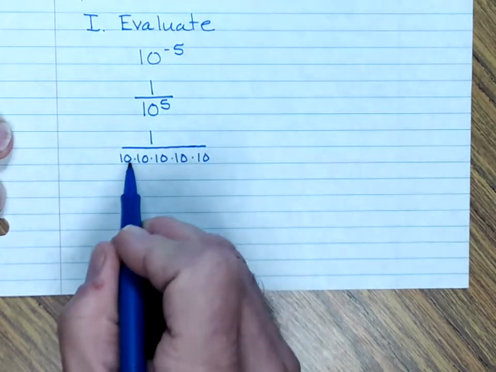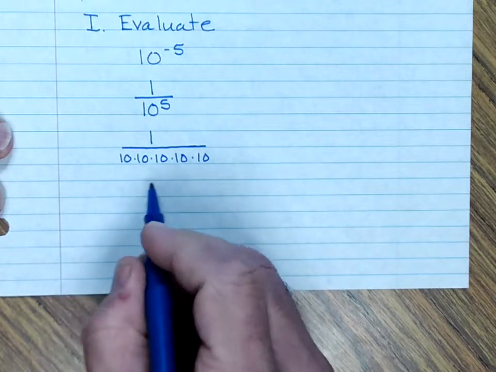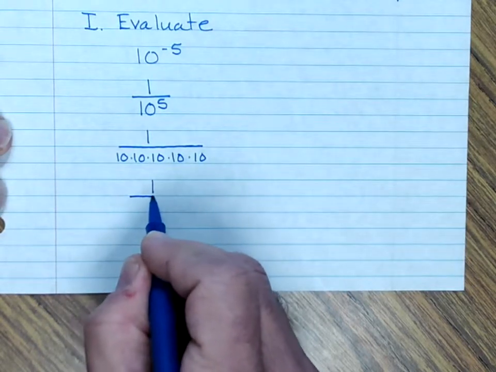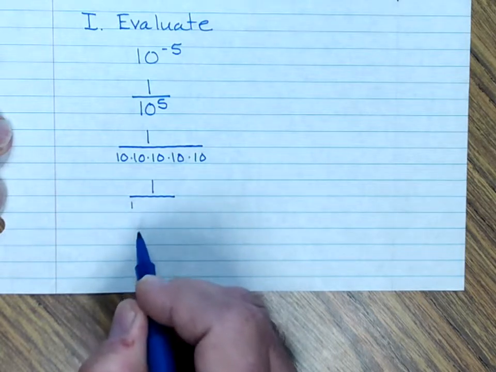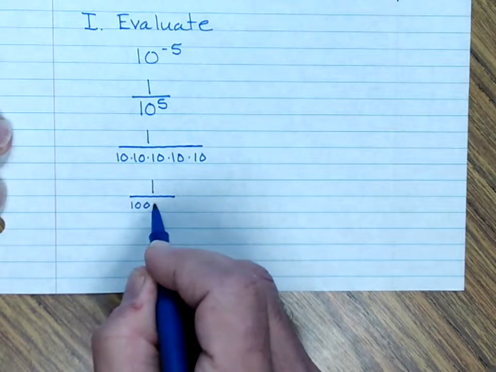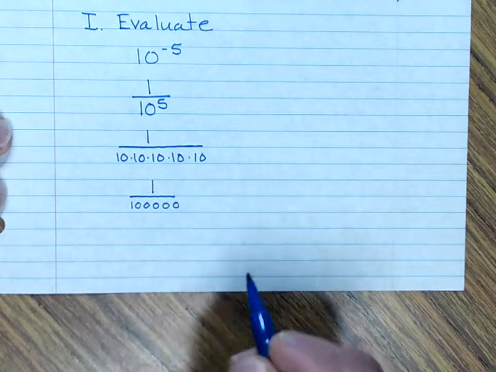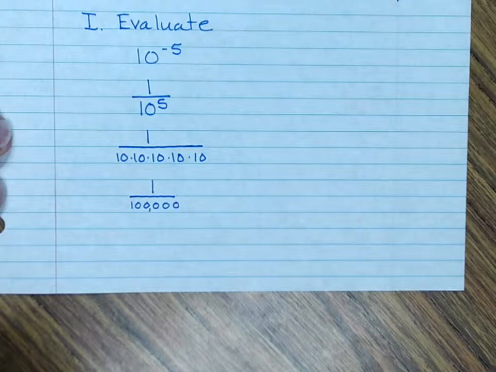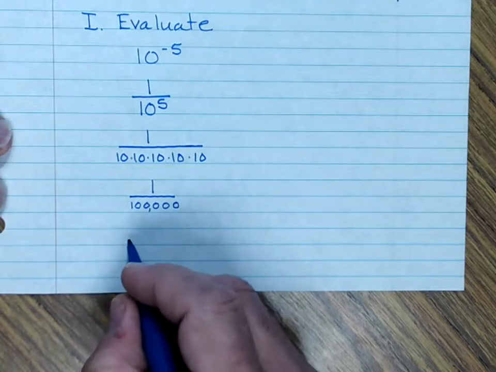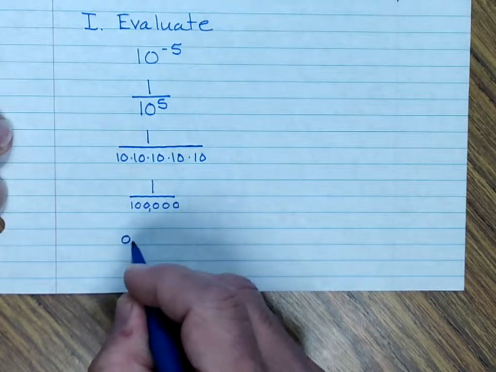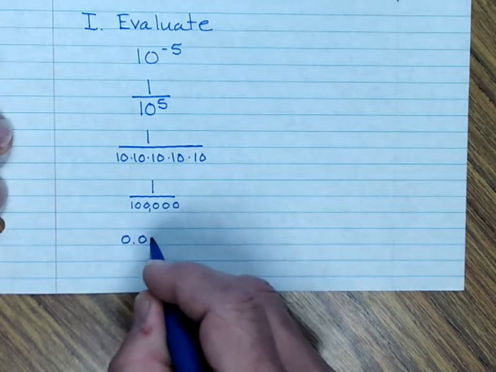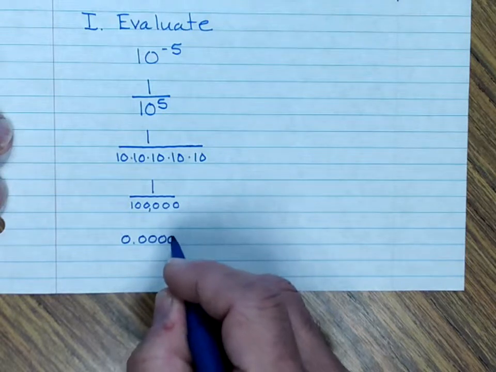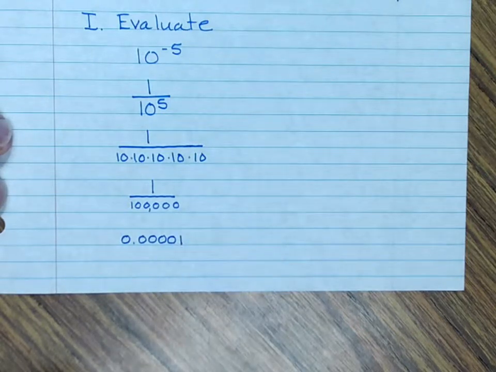The exponent is 5, so that means we have 5 tens, which means that our answer is going to be 1 over, and we have to count 5 zeros. 1, 2, 3, 4, 5. Put a comma there, and that's 1/100,000th. The decimal for this, if they ask you to go there, would look like this: tenths, hundredths, thousandths, ten-thousandths, hundred-thousandths.